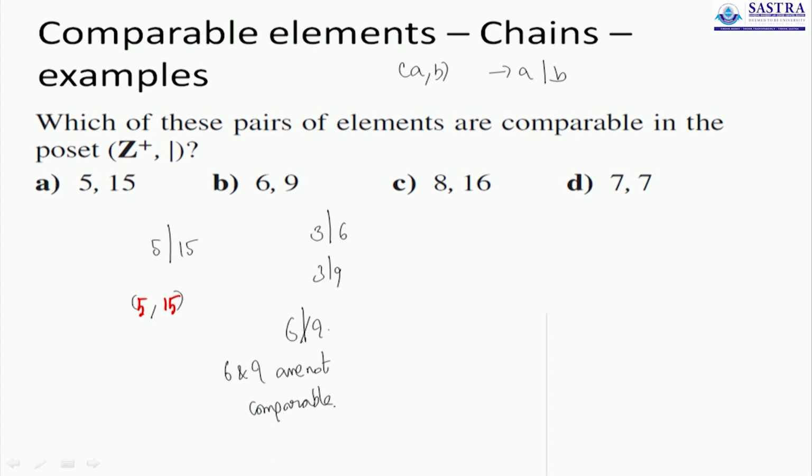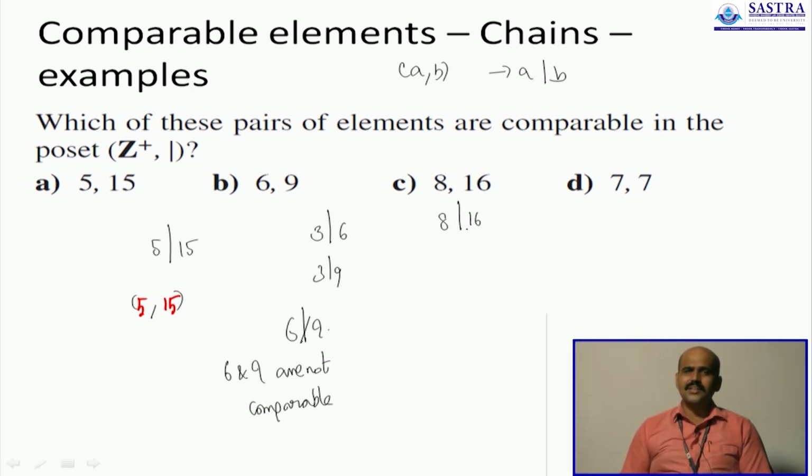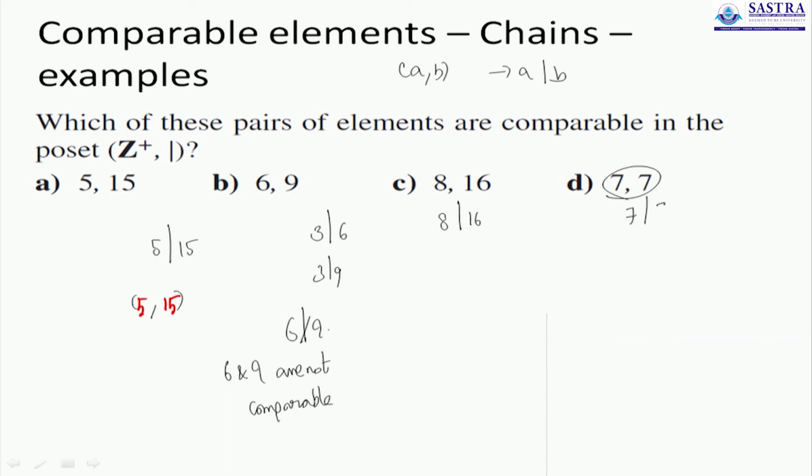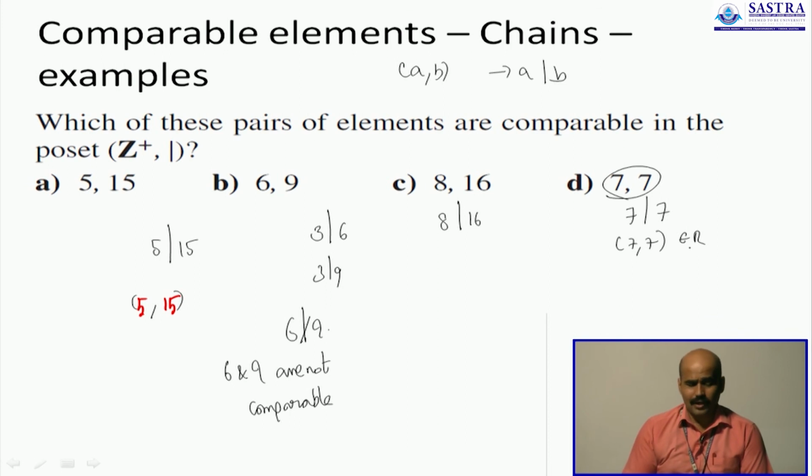The last but one example is about 8 and 16, and you will see that 8 divides 16. Of course 16 doesn't divide 8, so you don't have the other pair, but that's not necessary. Only one of the two pairs is mandatorily supposed to be present in the relation to call it a chain. For 8 and 16 you find only one pair, the other pair is absent, that's okay. Therefore 8 and 16 are comparable. And do we have 7 and 7? They are actually the same element, but we still see 7 dividing 7. Therefore 7 comma 7 is part of the relation. Therefore 7 and 7 are comparable.